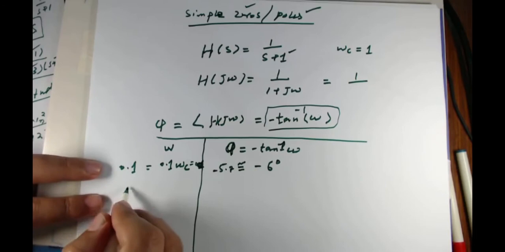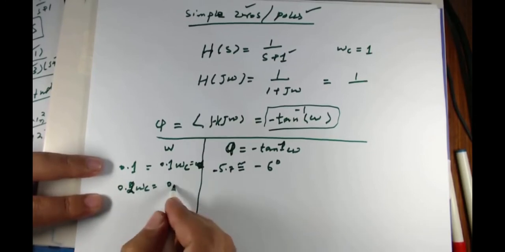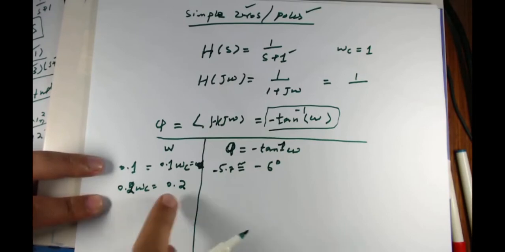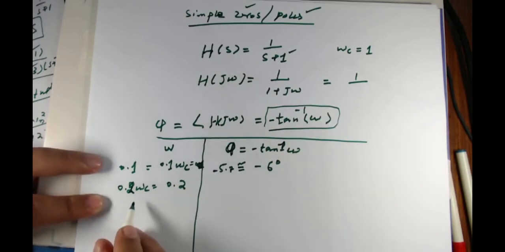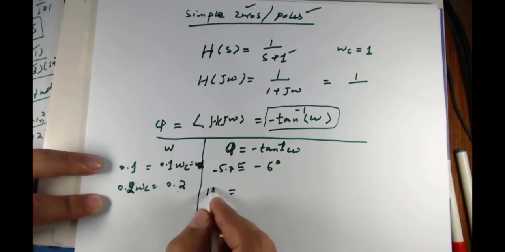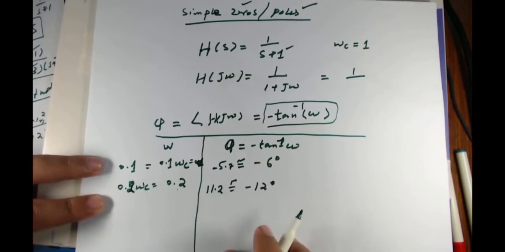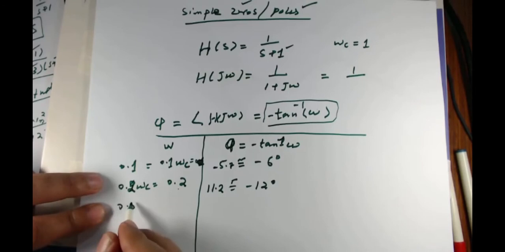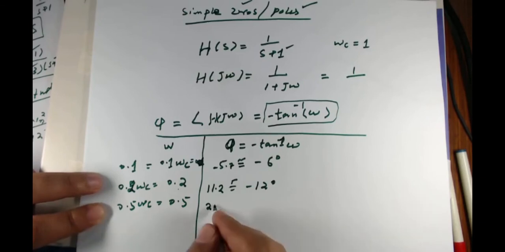Now if you put omega equal to 0.2 times omega c, this will be 0.2, because omega c is 1. Remember that this value will change when omega c is changed, but we will see that in the next example. So you just need to put 0.2 over here, find tan inverse, and multiply by minus. This will be approximately 11.2, but we can take it as minus 12 degrees. Now if you reach 0.5 of omega c, this will be around 22, so let's say 24 degrees.